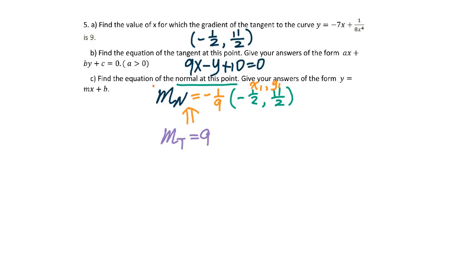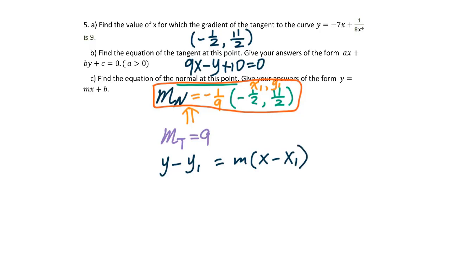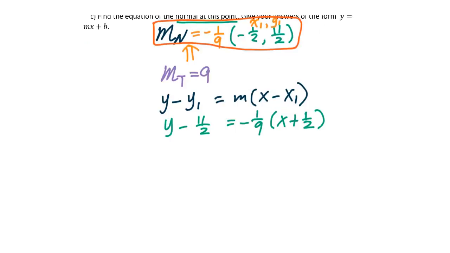Therefore, according to this information, we can write down y minus y1 equals slope times x minus x1. That will be y minus 11/2 equals negative 1/9 times x minus negative 1/2, which means plus 1/2. So I'm looking for y equals mx plus b form. Therefore, we move this one over here. That is plus 11/2.